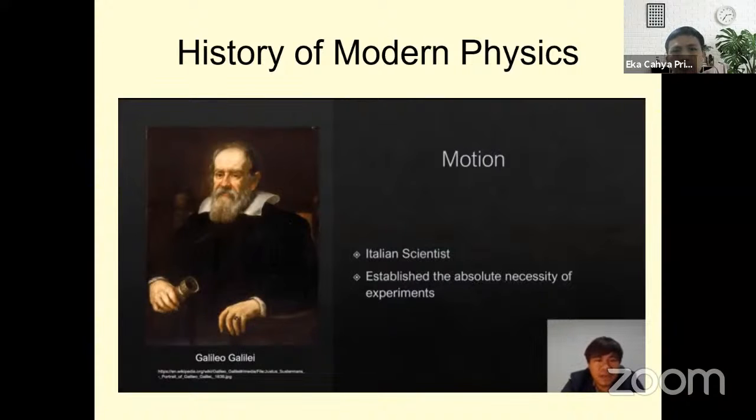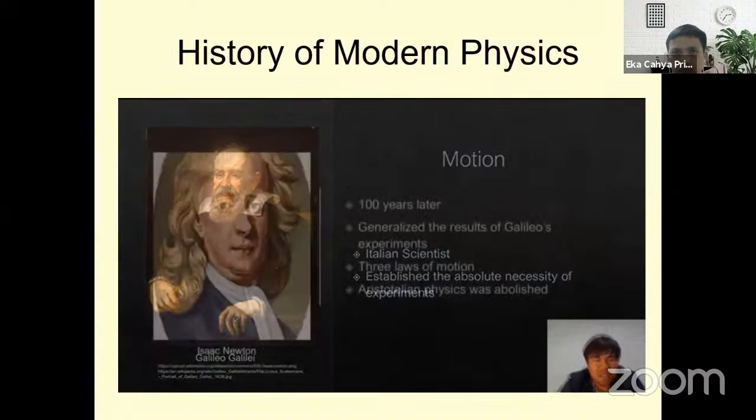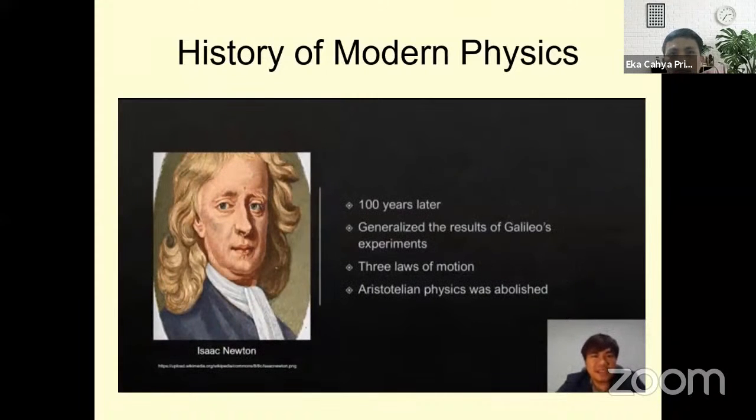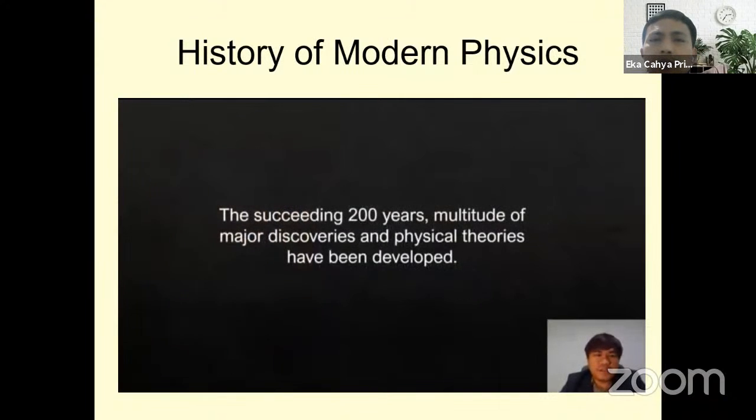It was in his famous Leaning Tower of Pisa experiments that Galileo debunked the concept that a heavier object moves faster than a lighter object. 100 years later, Isaac Newton generalized the results of Galileo's experiments. With this, he successfully established the three laws of motion. It was in this time that Aristotelian physics was completely abolished.